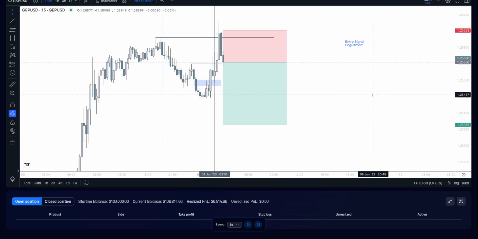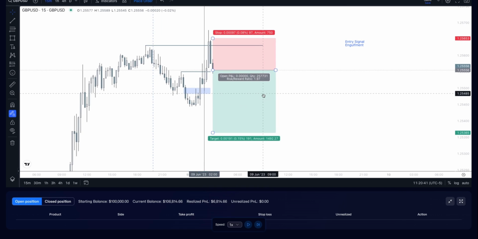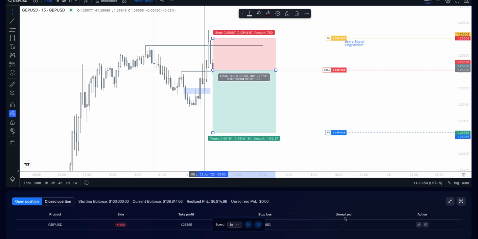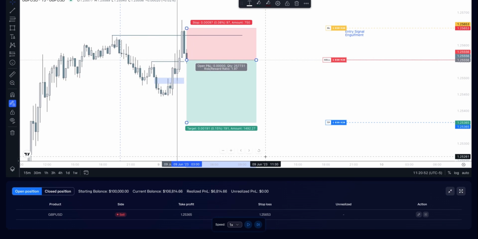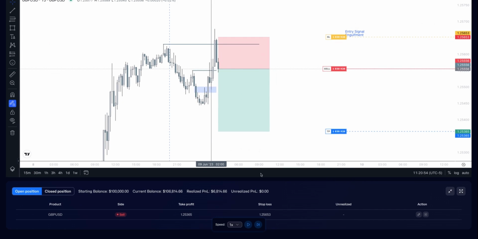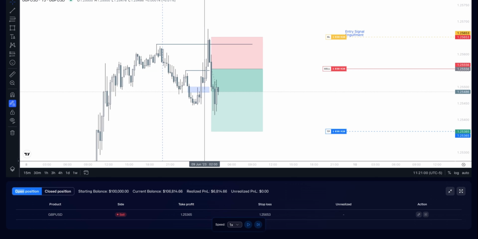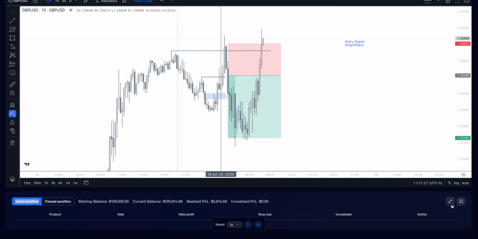Like that again. Okay, let's see. 1% risk, sell, place order. Okay, it has marked up. Okay, let's hope we go out on a great trade. Hallelujah. So far, it could still reverse. Let's quickly run through the data and see.